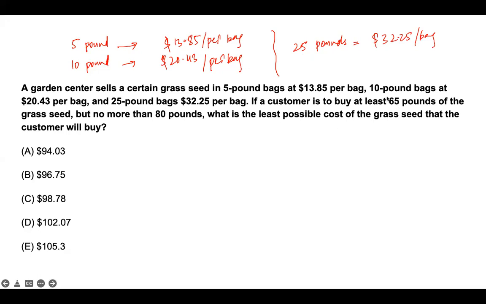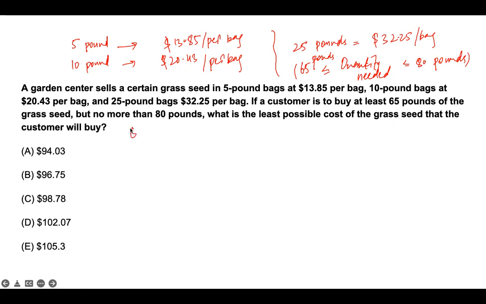If the customer is to buy, okay, so the quantity needed is greater than or equal to 65 pounds and less than or equal to how much? 80 pounds. So we need to find the least possible cost of grass seed that a customer will buy.